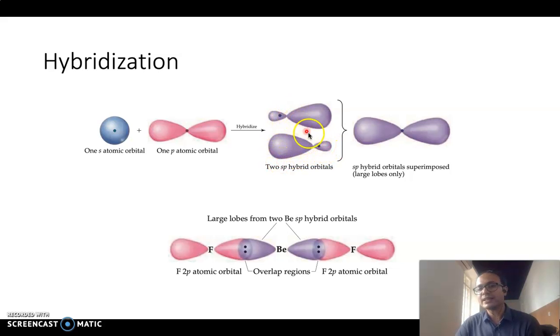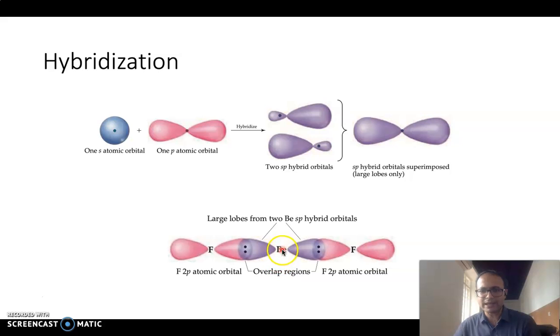So when we write the ultimate structure of the sp hybrid orbital that is formed as a result of mixing one s and one p orbital, we only write the larger lobe. We usually do not represent the smaller lobes. So this is the hybrid orbital for the beryllium.